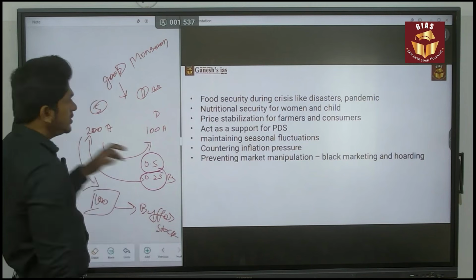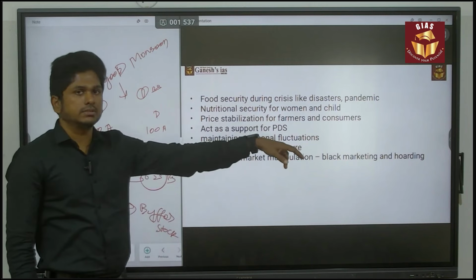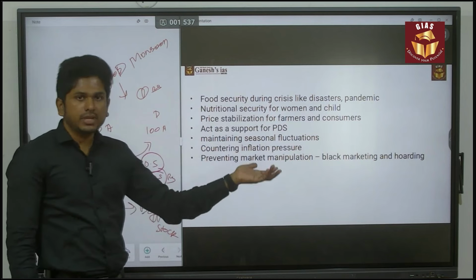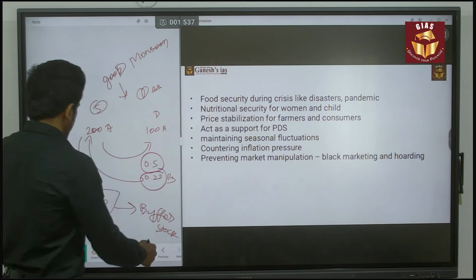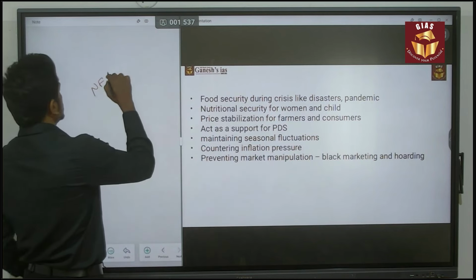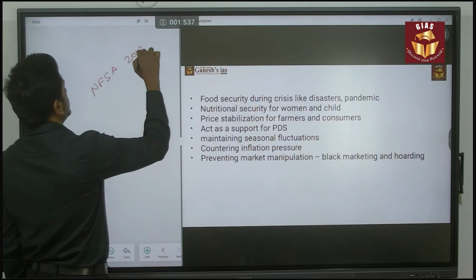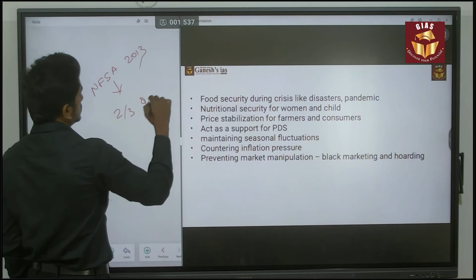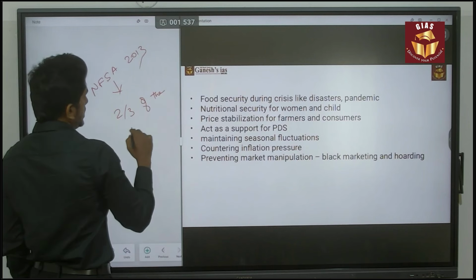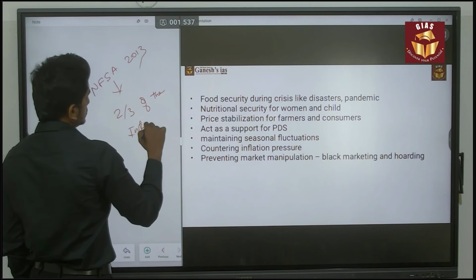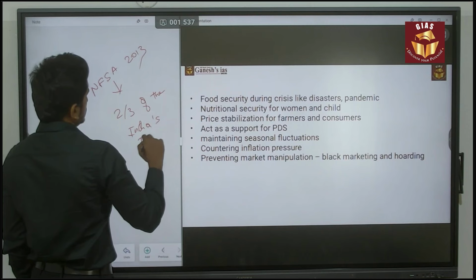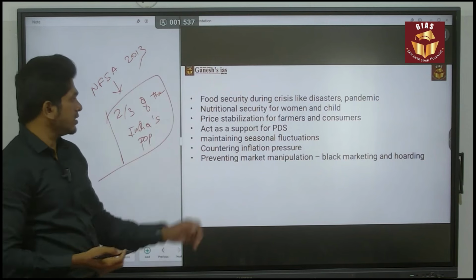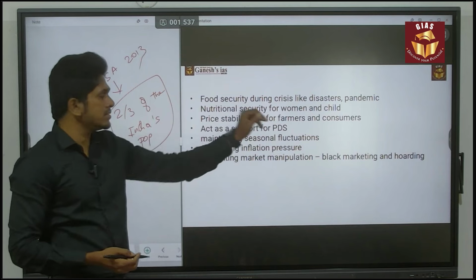By doing this, they are doing price stabilization. And also it acts as a support for the PDS system. You have to know that the National Food Security Act 2013 provides food supply for two-thirds of India's population. So it is mainly focusing on food security. It acts as a supply for the PDS system.